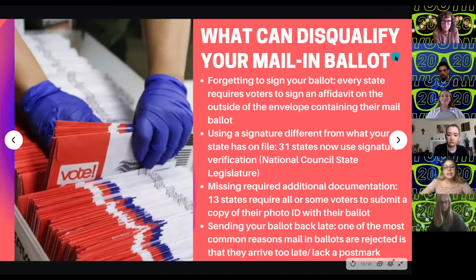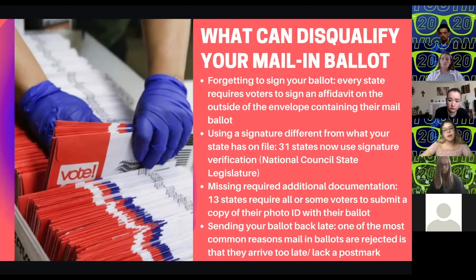There are certain things that can disqualify a mail-in ballot. So when you reach your state's election website, you should follow the instructions very carefully. If you forget to sign your ballot, every state requires voters to sign an affidavit on the outside of the envelope containing their mail ballot. And be sure to use the same signature that you've been using in your documents or your most updated signature, because now 31 states are using signature verification, which means that election officials will cross-match the signature on your ballot to your most updated signature on your official documents.